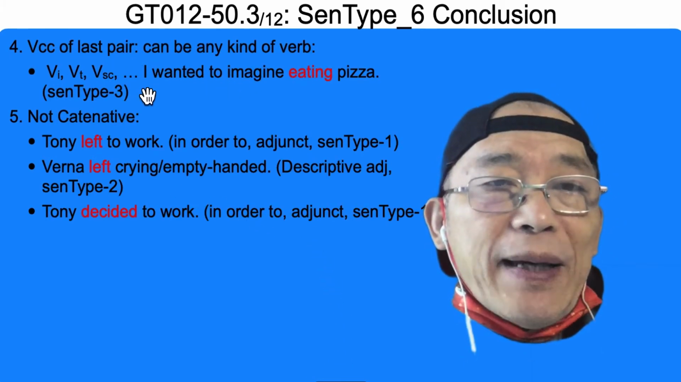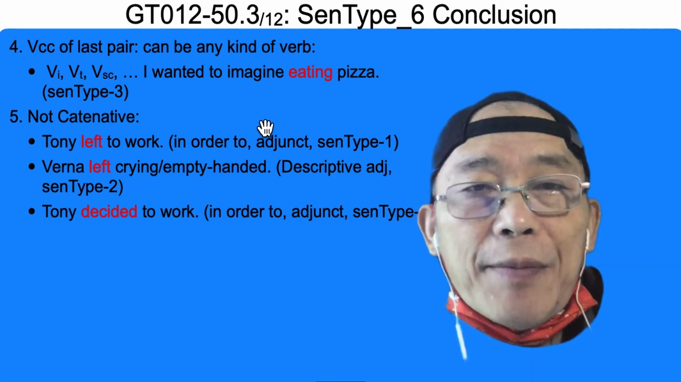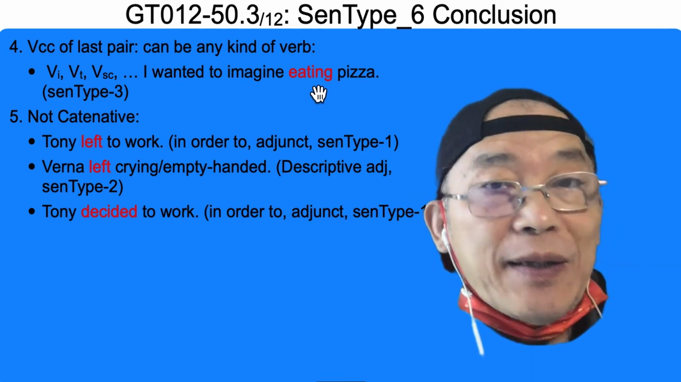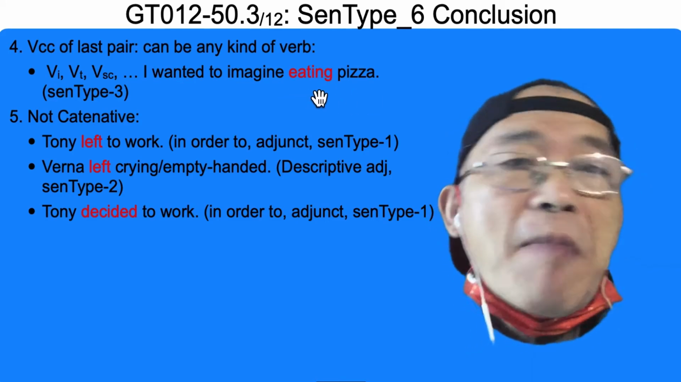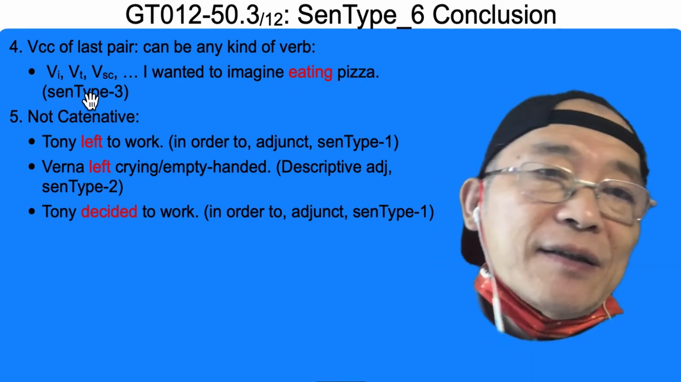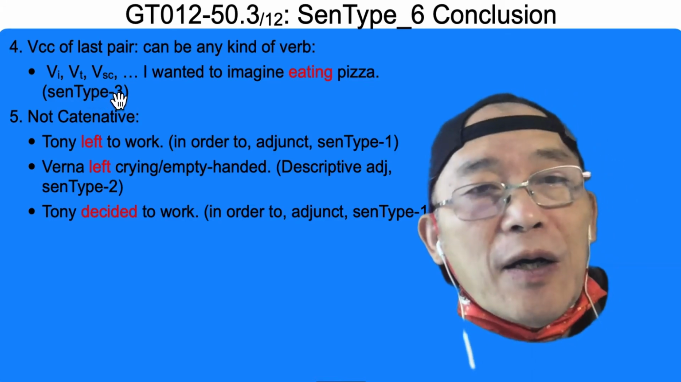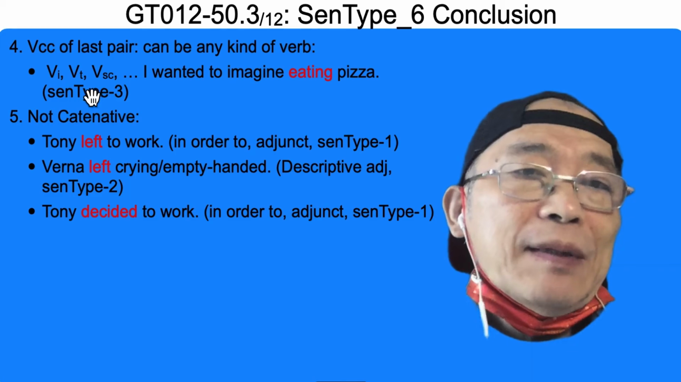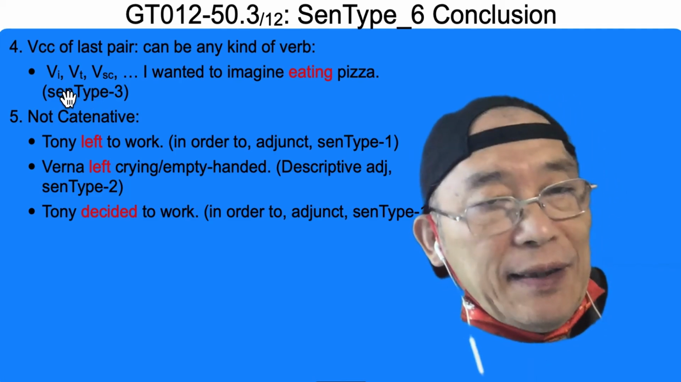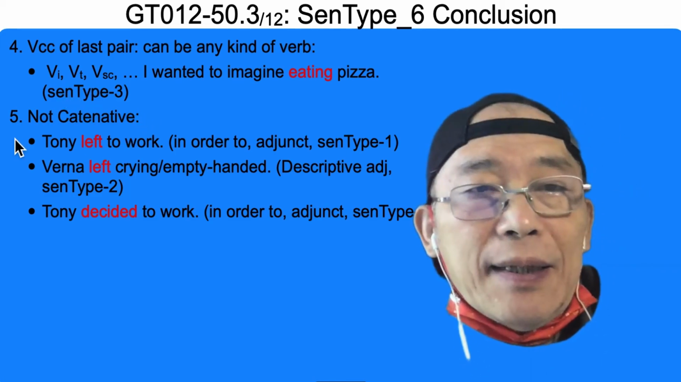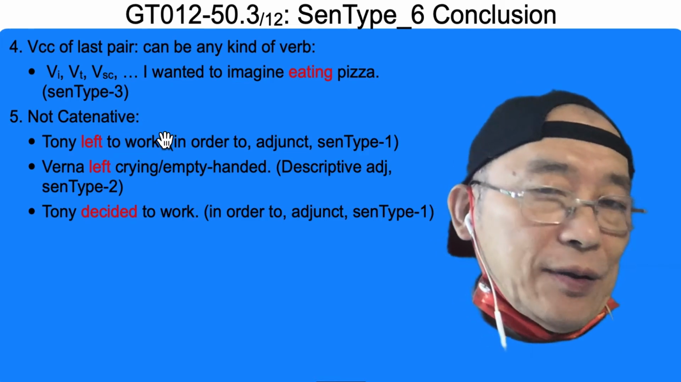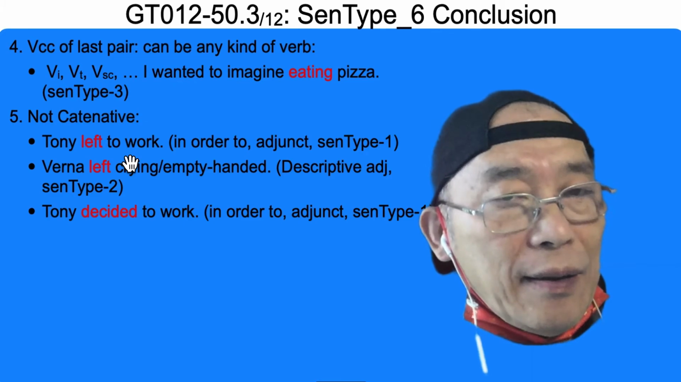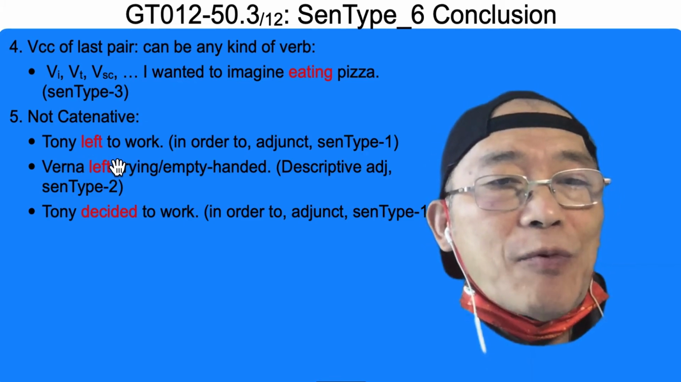VCC of last pair, okay, one pair, second pair. So this is the VCC of the last pair. It can be of anything. It can be of intransitive verb, transitive verb, or subjective complement. That is sentence type 1, sentence type 2, sentence type 3. Not catenative structure. Let's check. Tony left to work. So to means in order to. So that's sentence type 1.